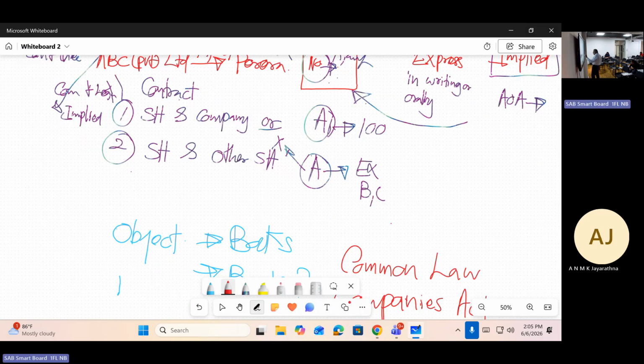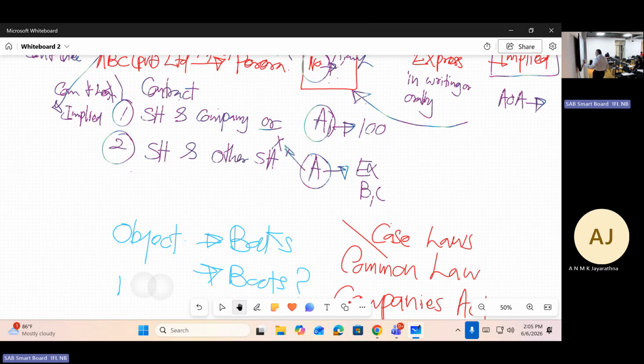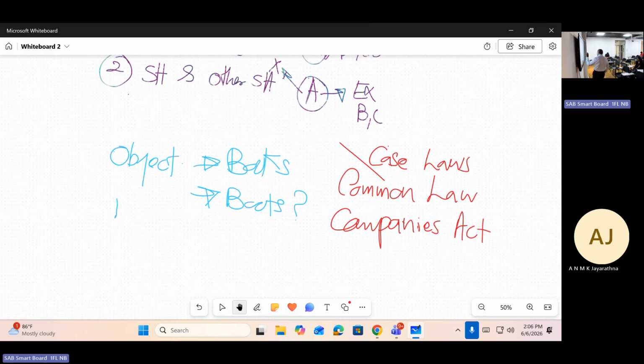So here, common law means according to the case laws. And this is the statute. With regard to companies, there is the Companies Act No. 7 of 2007. So we have to consider the prevailing statutory law and the common law.